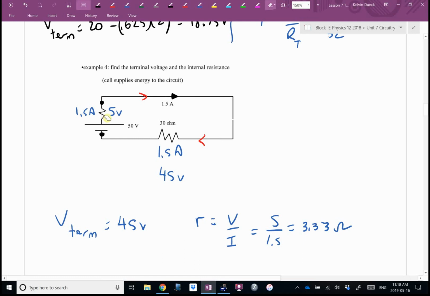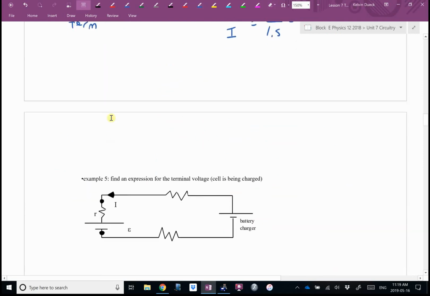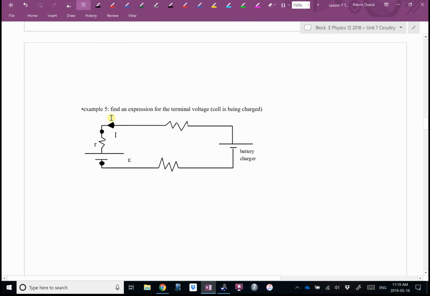Now, if we made this resistor bigger, it would use up more voltage, and you wouldn't have voltage left over here. You'd have less voltage, maybe only 40, maybe only 30. And this is where we're getting our useful energy per coulomb, our voltage. So we want this to be small, but we don't want it to be non-existent. Here's why. What if we're charging a cell?